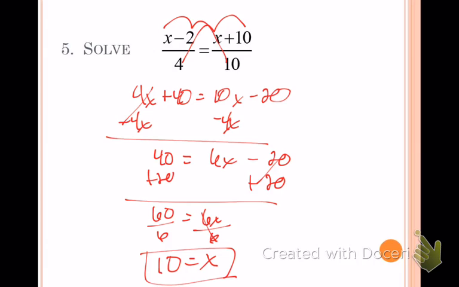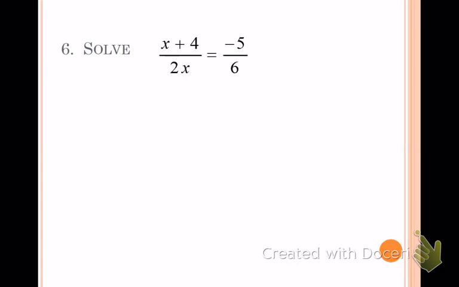So, did you get this? Again, make sure you distribute. So 10x minus 20 is going to be equal to 4x plus 40. And go through and solve for x the way you know how. And so x should be 10. All right? Got one more. So go ahead and cross multiply here. See what you get. Start the video back up to see how you did.